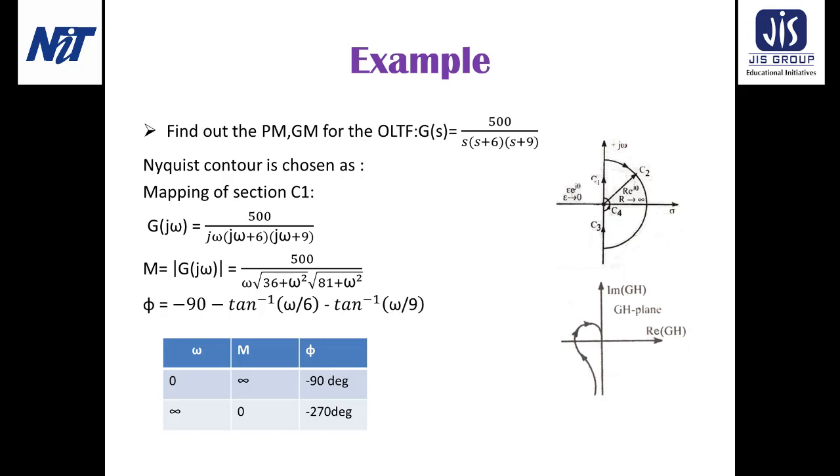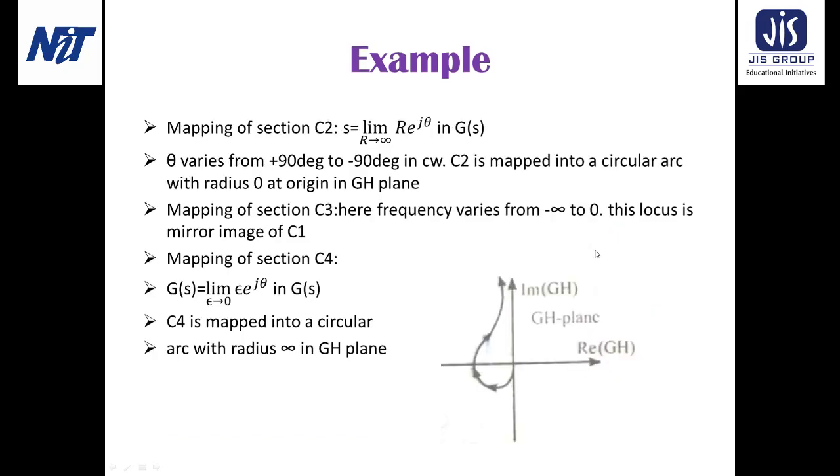For the next section, C2, this is actually an infinite radius semicircular arc where theta is varying from plus 90 to minus 90. So I have put the limit r tends to infinity and r e to the power jθ instead of s, and theta is varying from plus 90 to minus 90. Due to this, the C2 section is mapped into a circular arc with 0 radius at the origin in the GH plane.